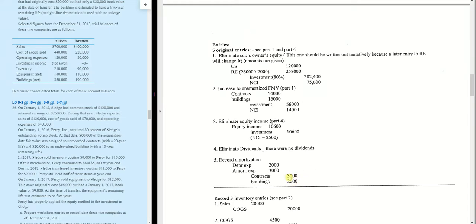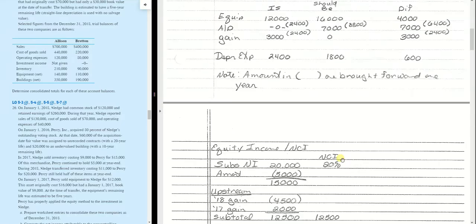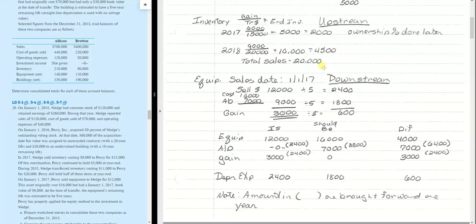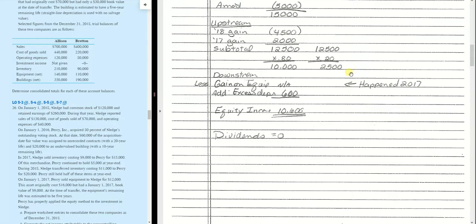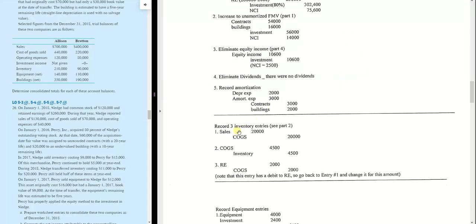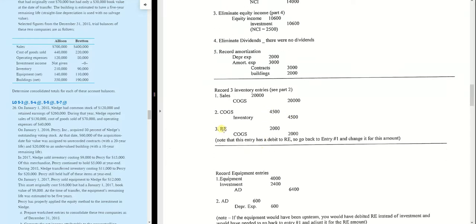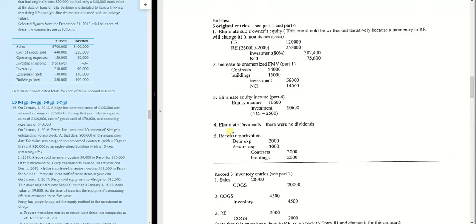I have my buildings and amortization. You can look above. There's your journal entry for that. My three inventory entries were 20,000 for 2018, 4,500 for 2018, and 2,000 for 2018. So sales and cost of goods sold, get the inventory down, 4,500 to cost of goods sold. It was upstream, so I debit retained earnings. Now I need to go back up here and say, okay, minus $2,000 for retained earnings. I'm not going to put this number there yet because I've got equipment left to go.